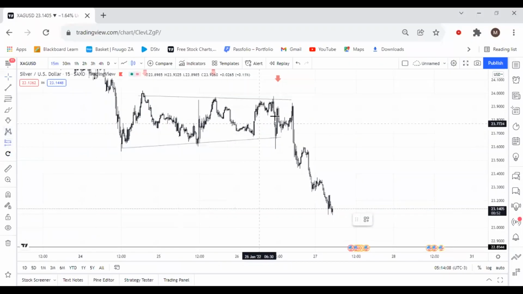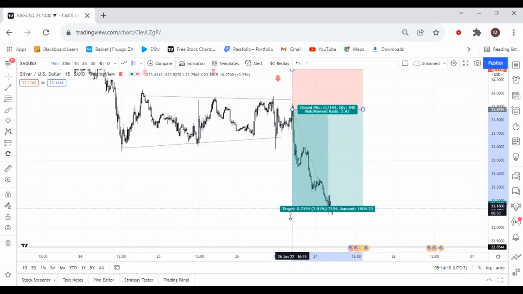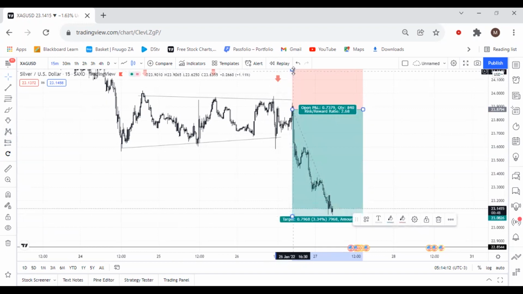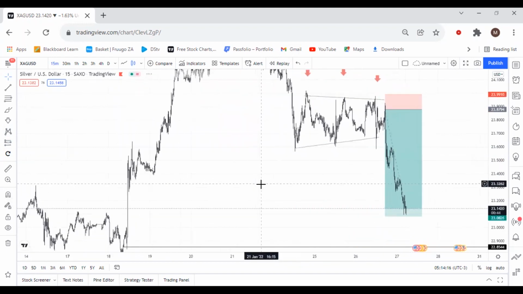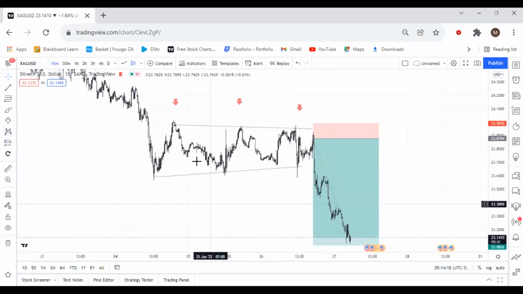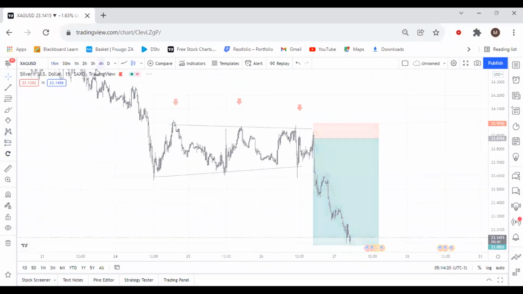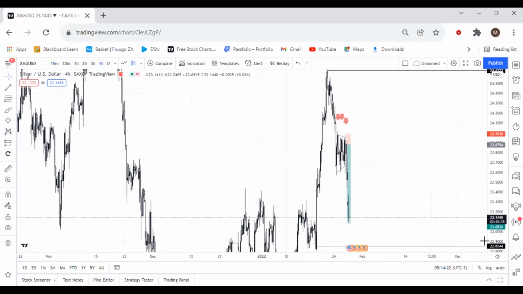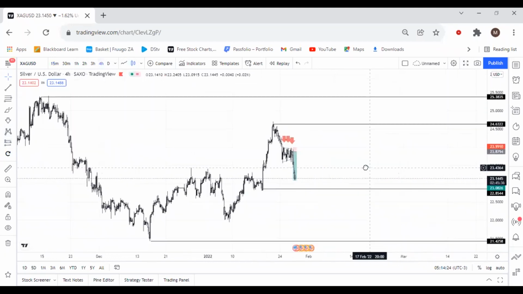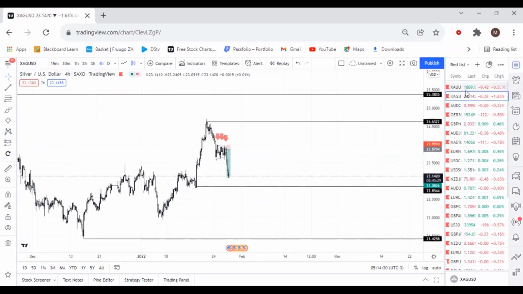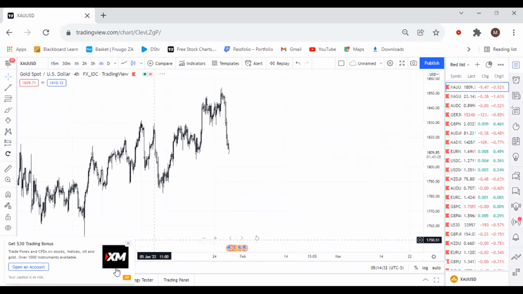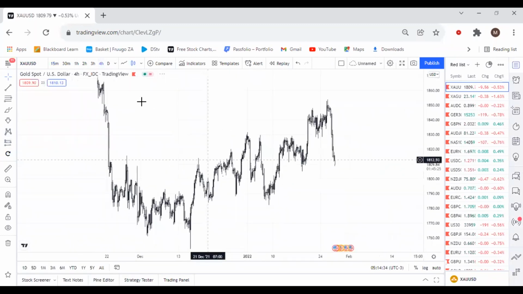So that was silver, and if you are not that confident with your setups, you can actually analyze a different pair to confirm this one. So usually the pairs that go hand in hand. So with silver, it's usually gold.